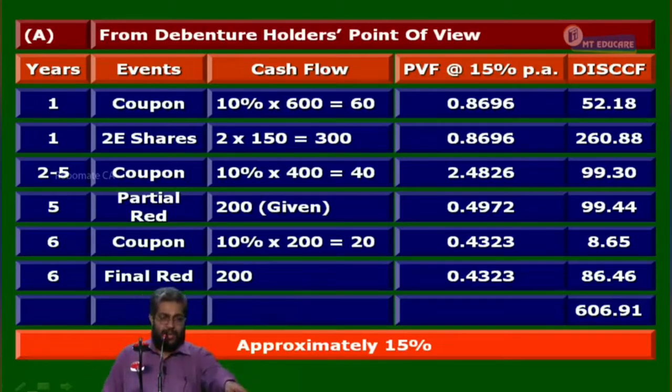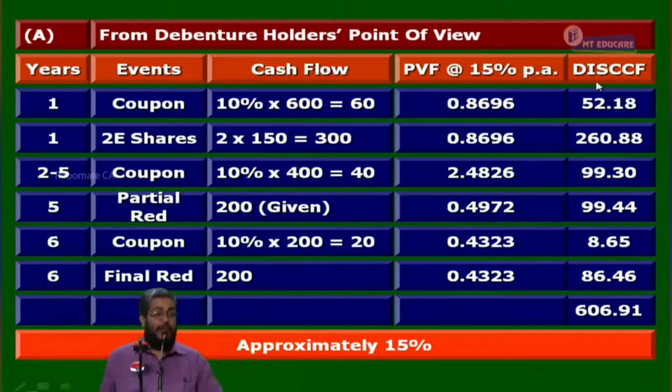See, for the debenture holder, this 15% is the pre-tax return on investment, right or not? Yes, the question has another part. What other part? Post-tax cost of capital for the company. So I have to write the cash flows from the company's viewpoint and then calculate the IRR. But when I write the cash flows, I should write cash flow after tax, because the question is post-tax cost of capital.